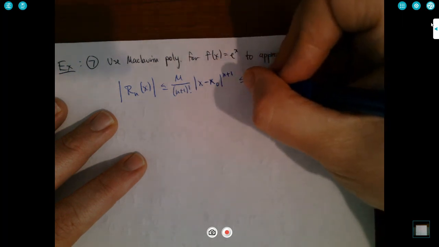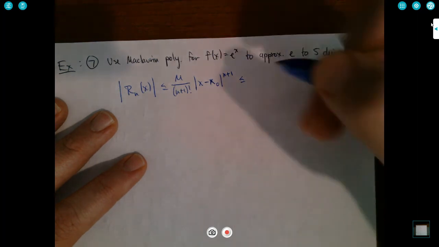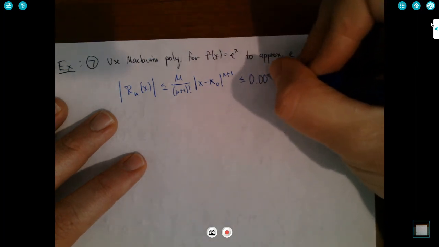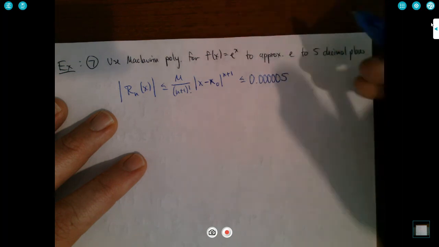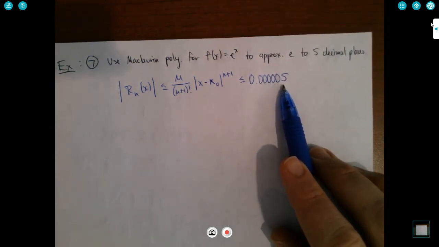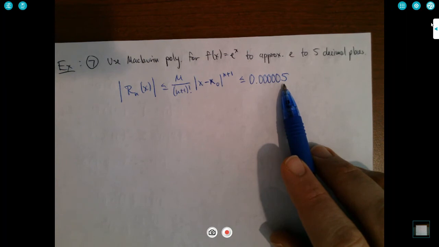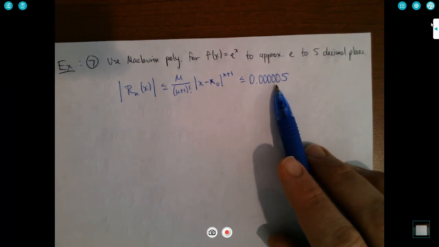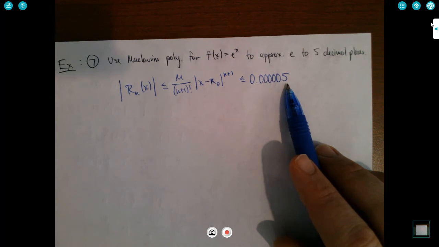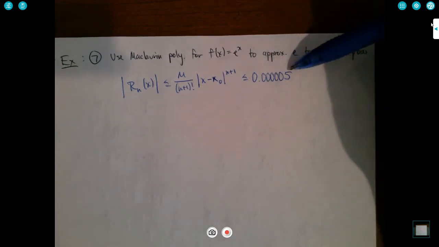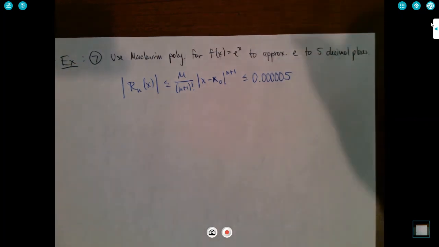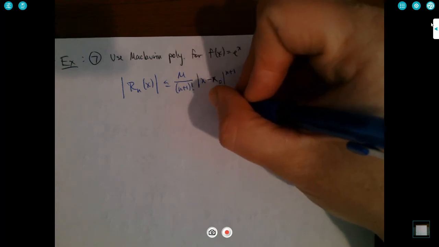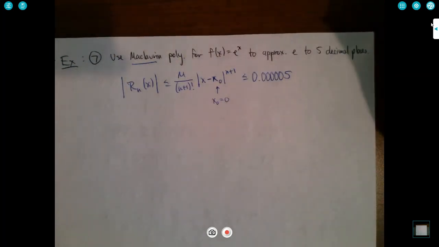We want this thing to be less than or equal to, if we want to estimate it to 5 decimal places, then we need to go out 1, 2, 3, 4, 5. And then the 6th decimal place can't be off by more than, I guess, half. How would I say that? I mean, it's like the 6th decimal place has to be less than or equal to 5, right? Okay, so this is what we need. We know that x naught is 0 in this case because we're going to use a Maclaurin polynomial to do the approximation.